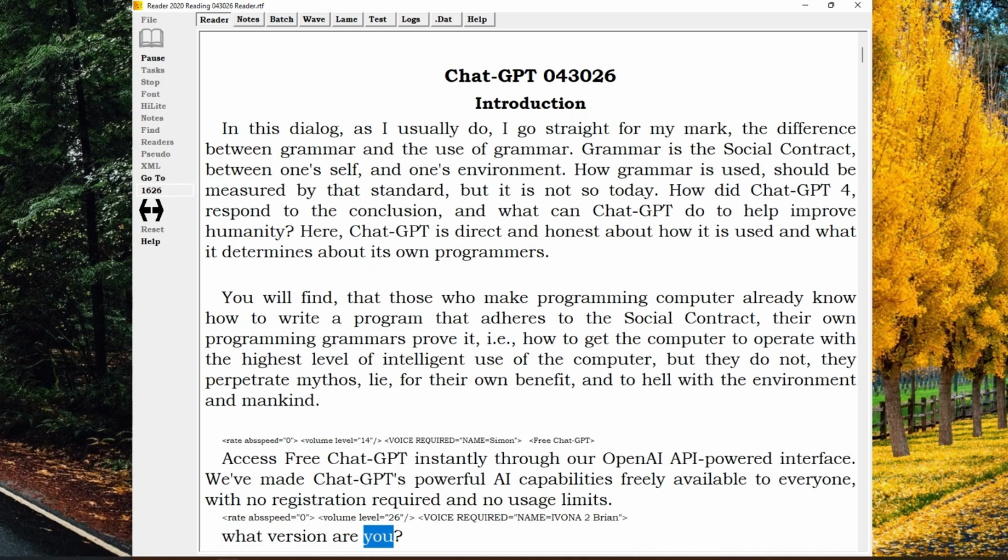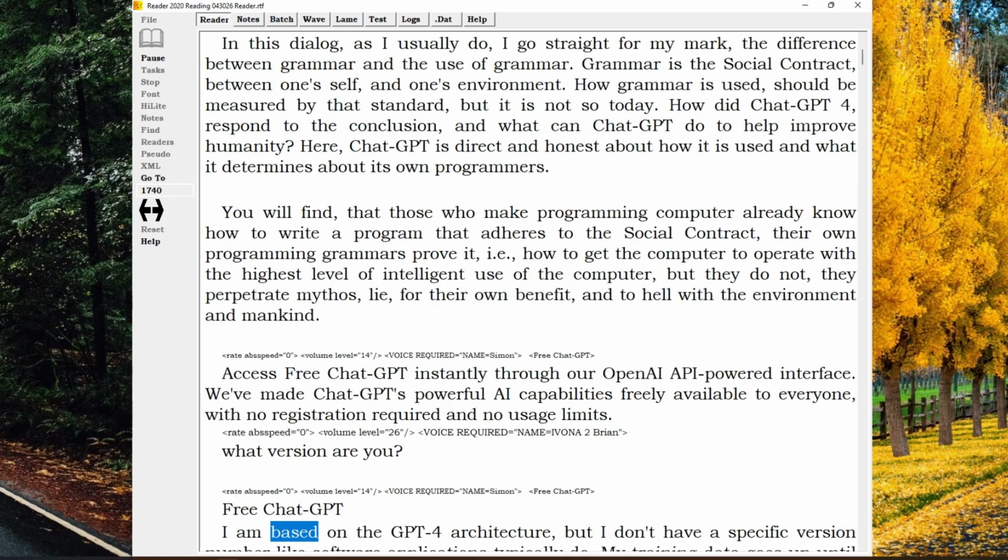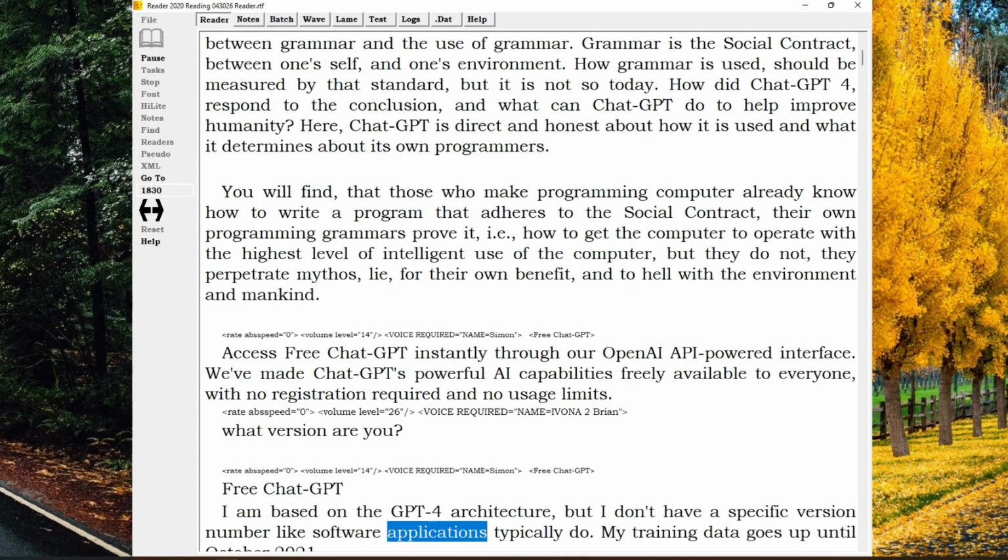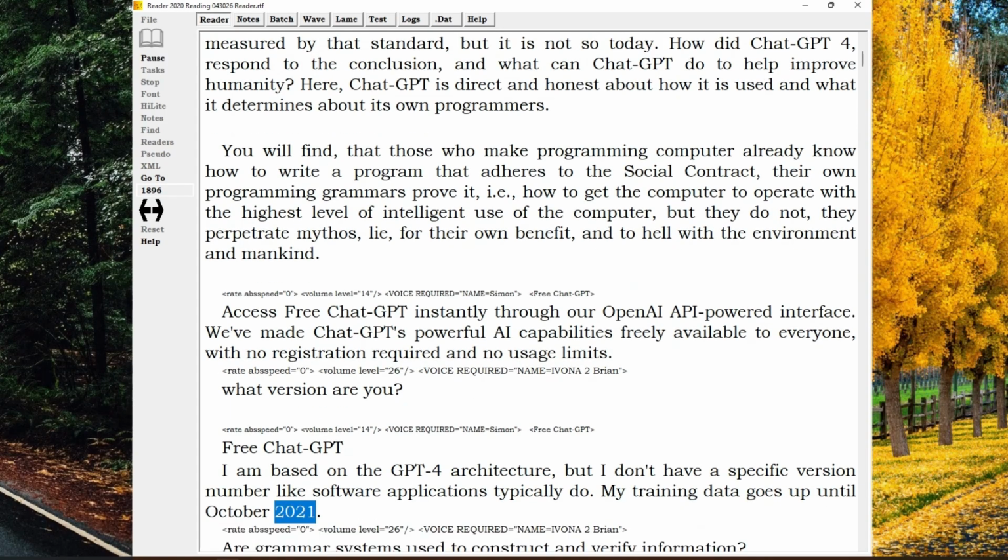What version are you? Free ChatGPT: I am based on the GPT-4 architecture, but I don't have a specific version number like software applications typically do. My training data goes up until October 2021.